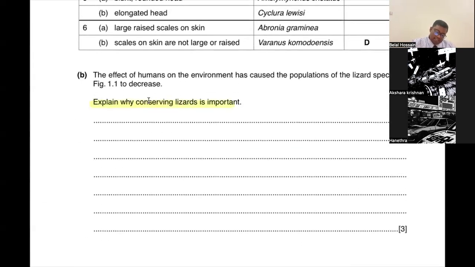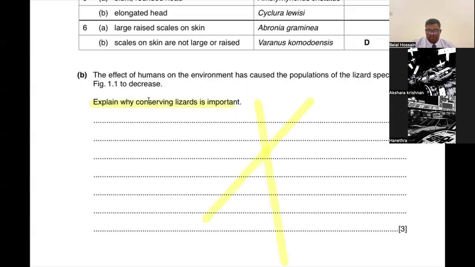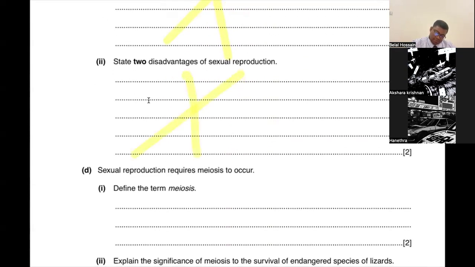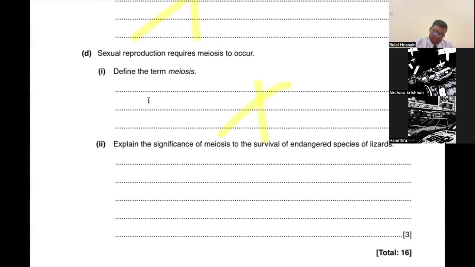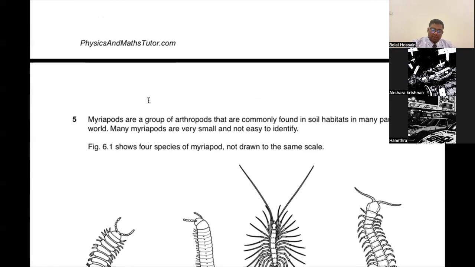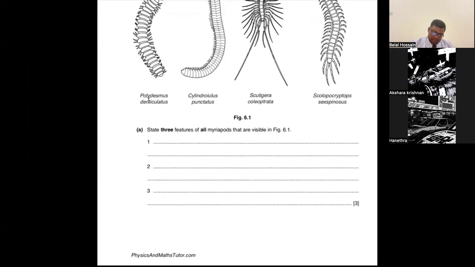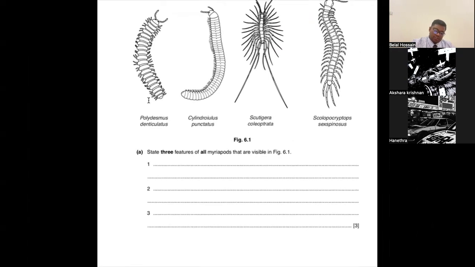Okay, here, conserving. This is not part of this chapter. Conservation is a different chapter, okay? Something we have to avoid. Sexual reproduction, isolated sexual reproduction, the term meiosis. Unfortunately, you will get a lot of mixed up questions, okay? Okay, this one is from our chapter.